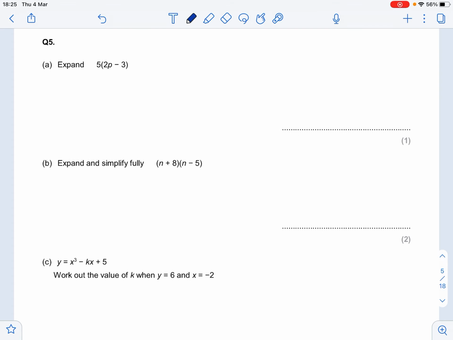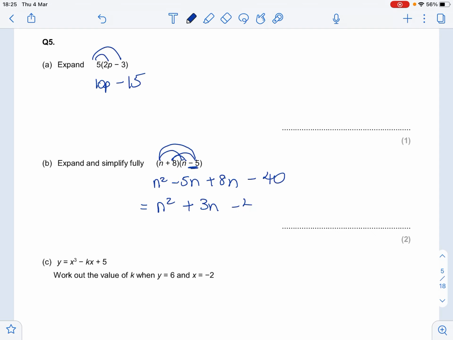Question 5. Expand bracket. So 5 times 2p is 10p. 5 multiplied by minus 3 is minus 15. Expand and simplify. So n multiplied by n is n squared. n multiplied by minus 5, remember this is minus 5, so minus 5n. 8 multiplied by n is plus 8n. And 8 multiplied by minus 5 is minus 40. So simplify this. We have n squared plus 3n minus 40.